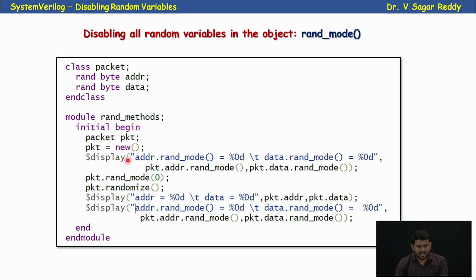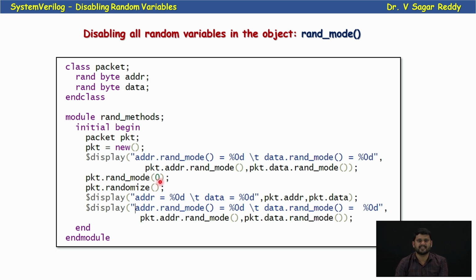Now I'm displaying before randomization. What does it return? I'm displaying packet.address.rand_mode and packet.data.rand_mode. By default all random variables are active. This method returns 1 because these 2 variables are active. Now I call pkt.rand_mode(0). Pkt is the object handle. By using this object handle, I am disabling all random variables in the corresponding object.